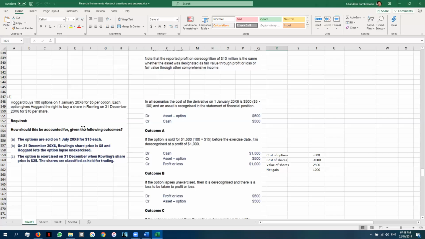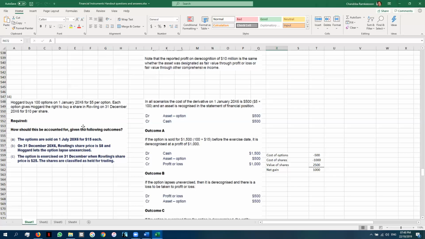So each option, coming back to this, gives Hogarth the right to buy a share on 31st December for $10. How should this be accounted for? Scenario A, the options are sold on 1st July X6 for $15.